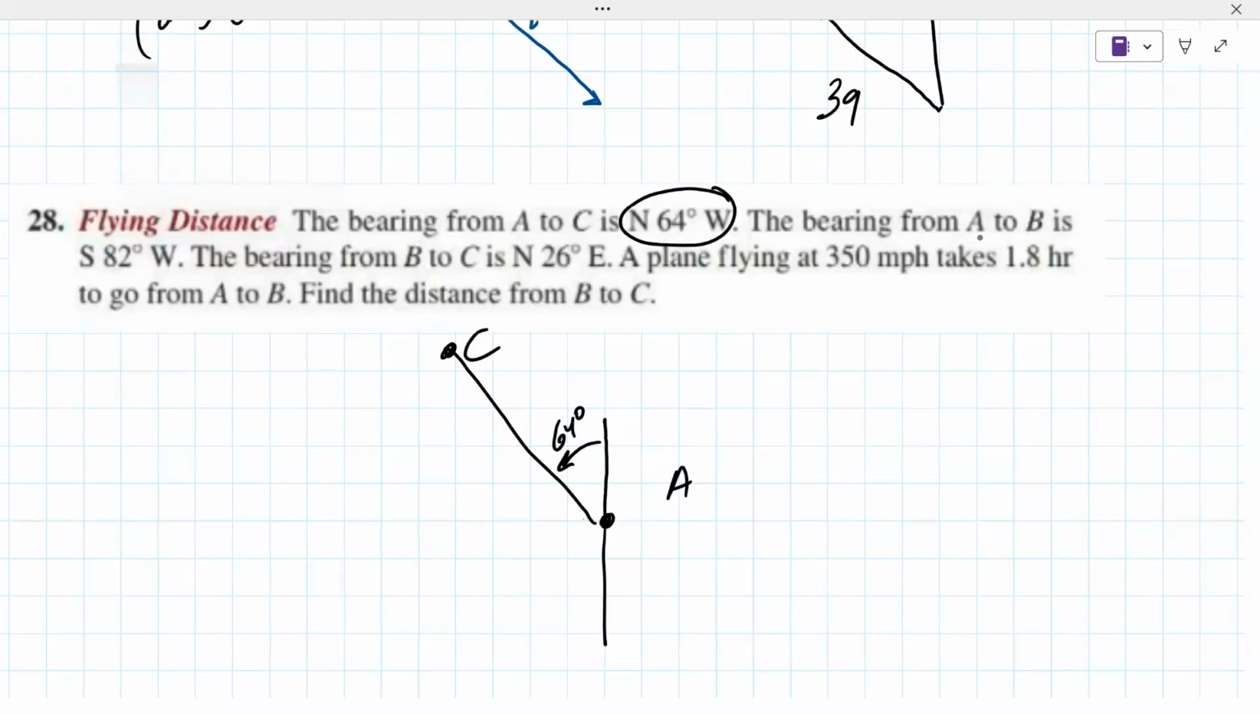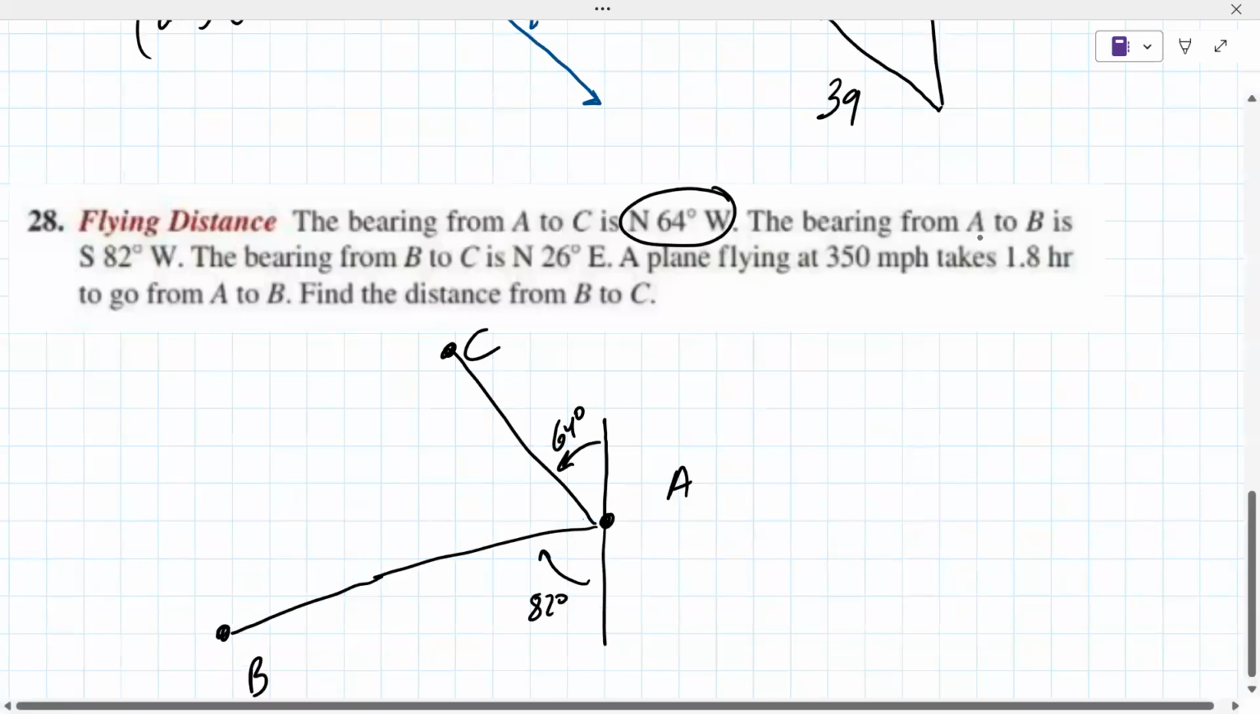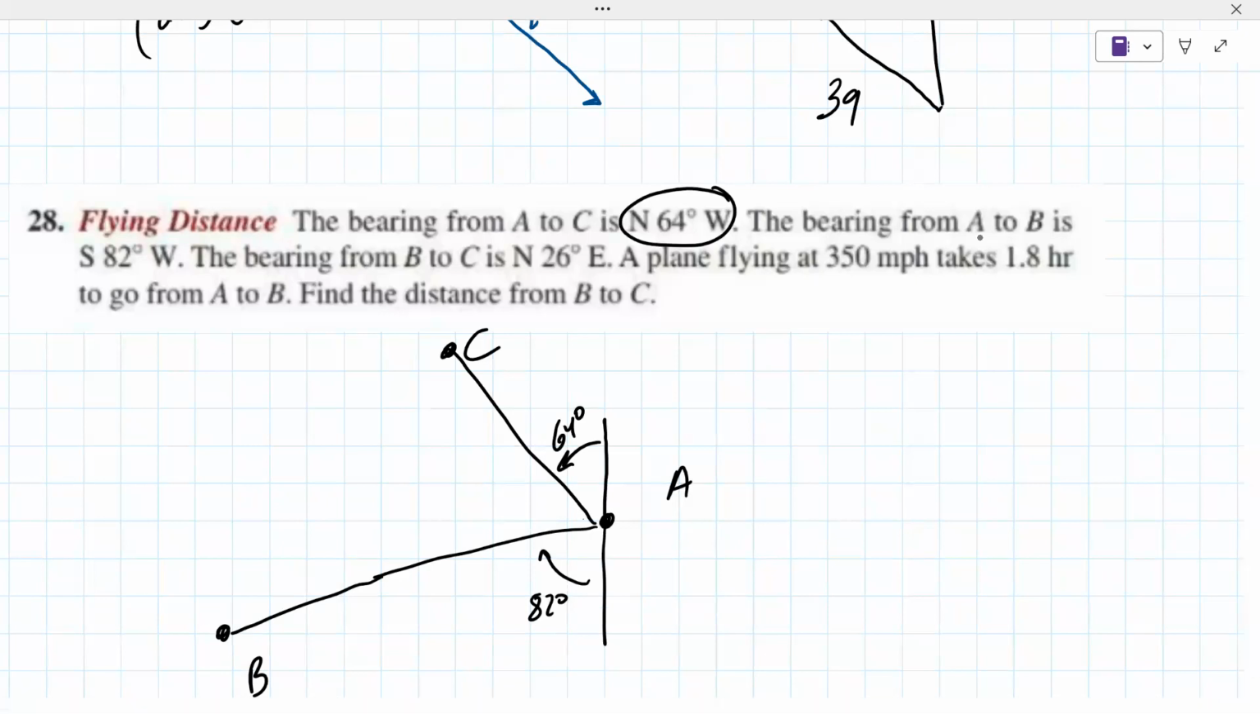So you're going south, and then 82 degrees, that's 82 degrees that direction. And to go from B to C is like north, but then you're going 26 degrees east to get back to C.